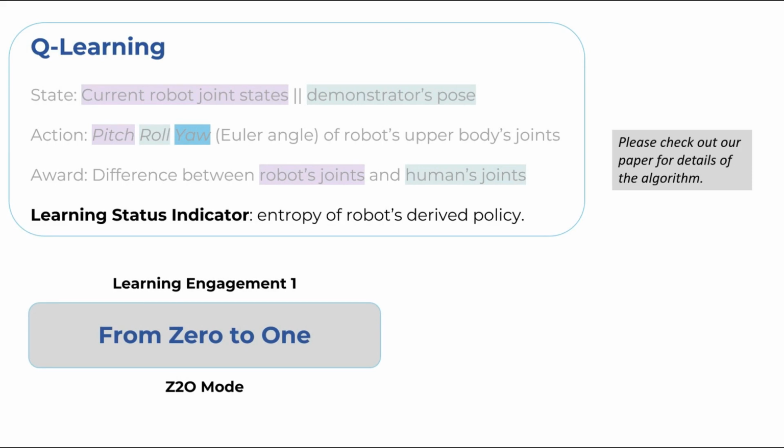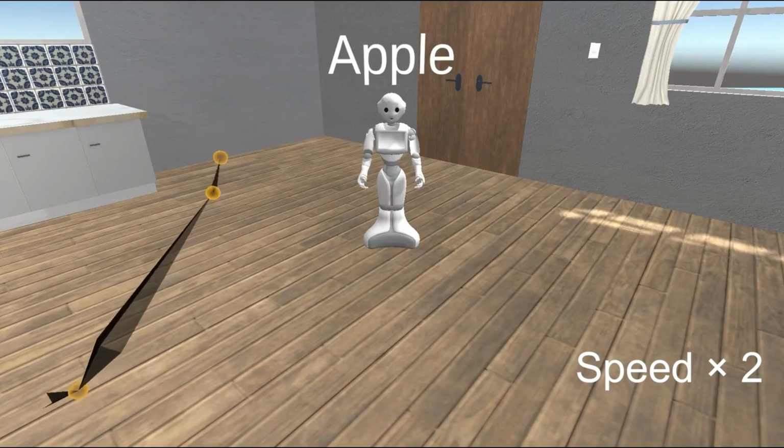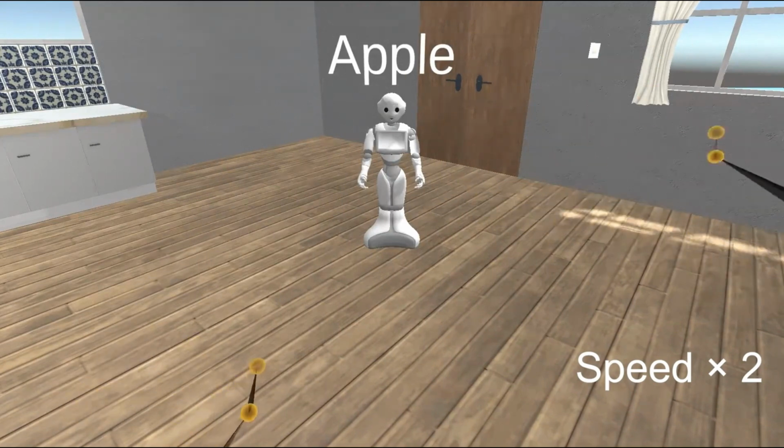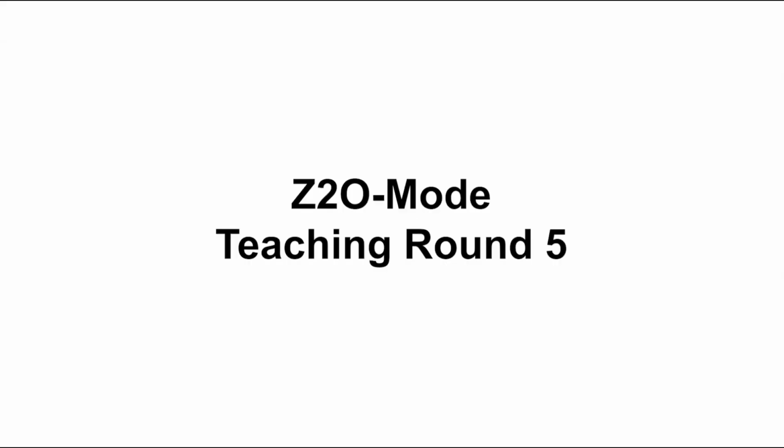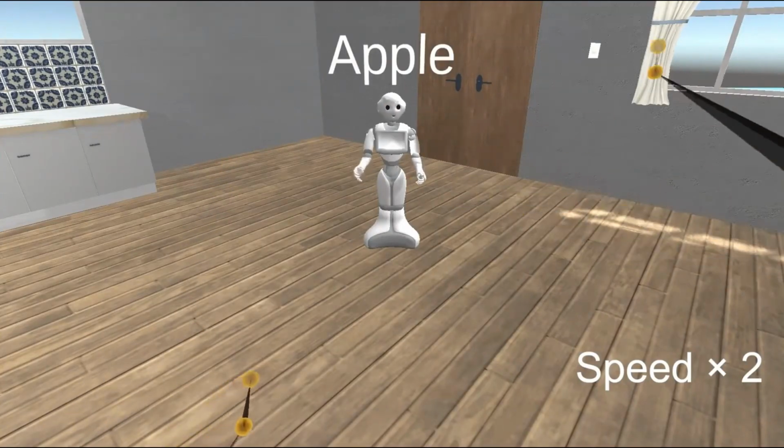The first one is from 0 to 1, Z2O-Mode. It reflects the learning status of robots by adjusting the intensity of robots' actions. In the early learning stage, when the robot is in poor learning status, its actions would be slow and powerless. And as learning progresses, its actions would become quick and powerful.